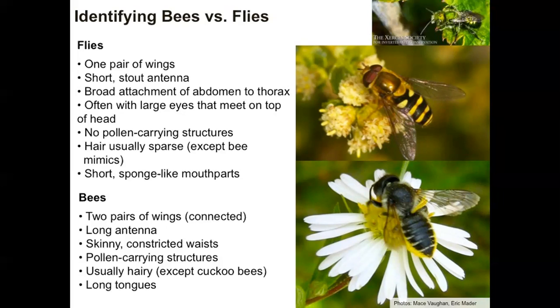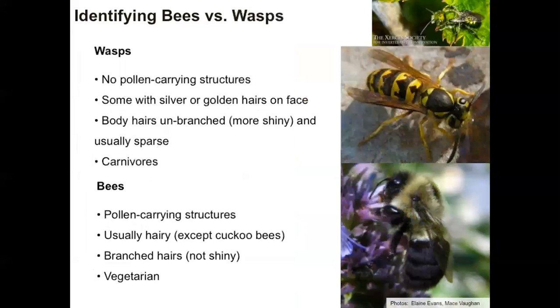And look at the eyes. The large eyes meet at the top of the head in a fly, whereas with a bee, there's a little bit of a distance between the eyes themselves. And flies typically are not hairy, or if they have any hair, it's very sparse. And they don't have any pollen-carrying structures, so that's another way. And their tongues are short, and they actually aren't really like a tongue. They're like a sponge at the end that they lap up their food with. So these are all ways that you can tell the difference between a bee and a fly.